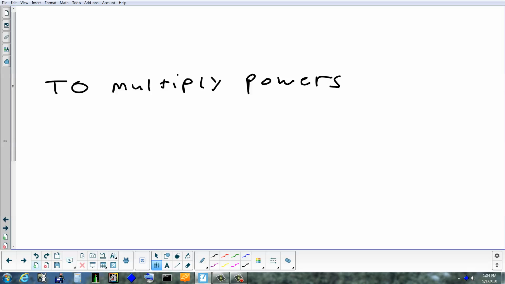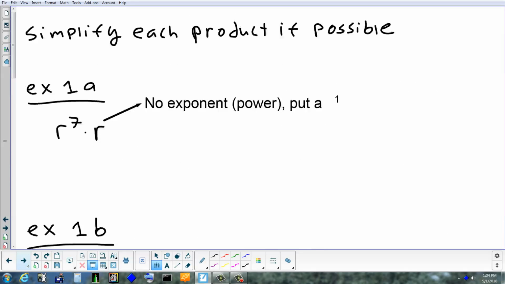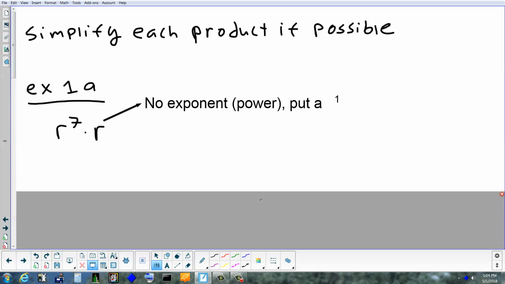Let's do example 1a. Example 1a says r to the 7th times r. Okay, tricky thing here a little bit. They didn't put an exponent on r. So it's still 1. If they ever don't put it, you put a 1.